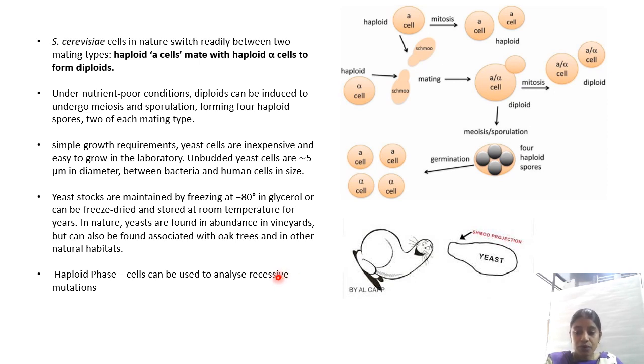If the mutations are recessive, right? That is, the mutations, the alleles, cannot be expressed under the heterozygous condition, okay? So those recessive mutations can be studied by using the haploid phase cells of the yeast. So that is the main advantage, okay?